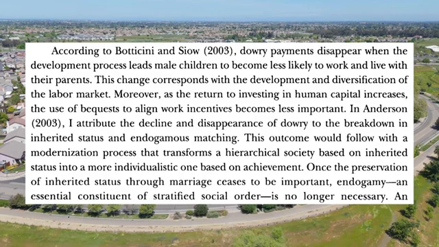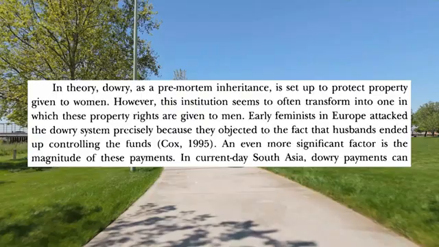This outcome would follow with a modernization process that transforms a hierarchical society based on inherited status into a more individualistic one based on achievement. Once the preservation of inherited status through marriage ceases to be important, endogamy, an essential constituent of stratified social order, is no longer necessary. Another aspect that I think is important that's mentioned is, in theory, dowry as a pre-mortem inheritance is set up to protect property given to women. However, this institution seems to often transform into one in which these property rights are given to men.